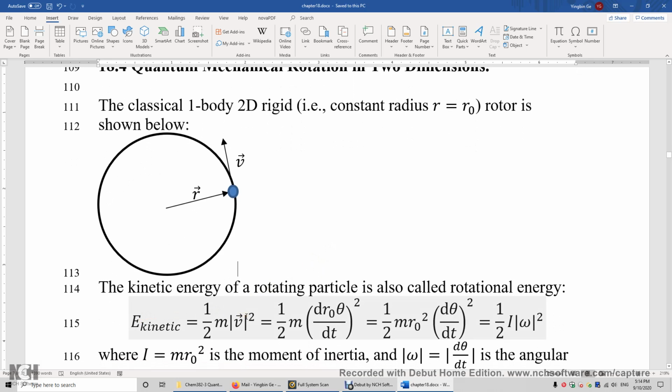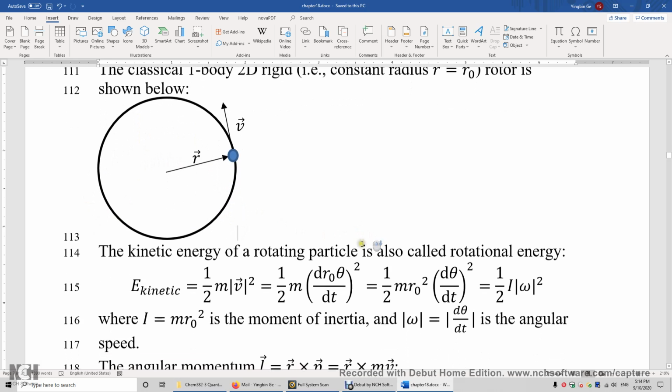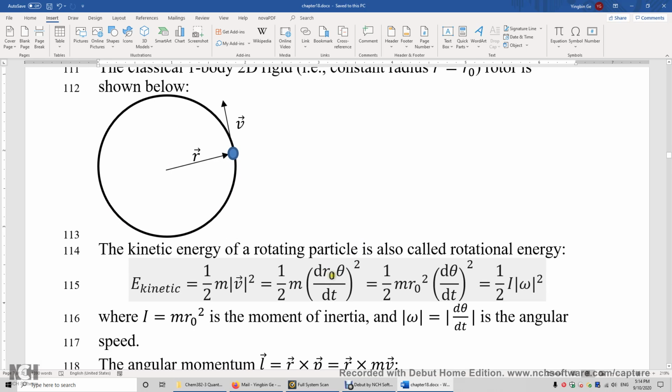We can calculate its rotational energy here. We still use half mv squared. And this v is the change of r0 theta with respect to time. r0 times theta is the length of the arc that corresponds to theta. When theta is 2 pi, we have the entire circle. Because r0 does not change with time, we can take it out.